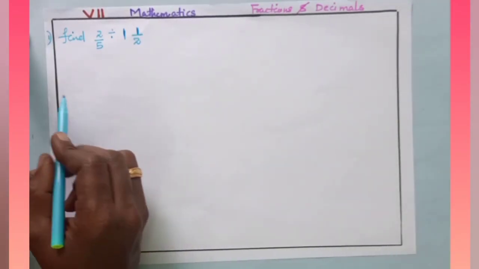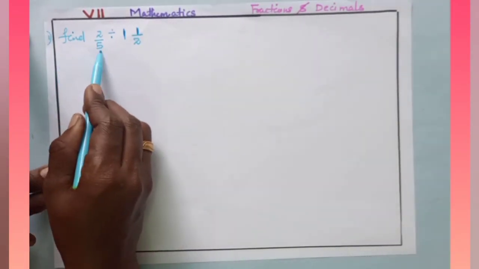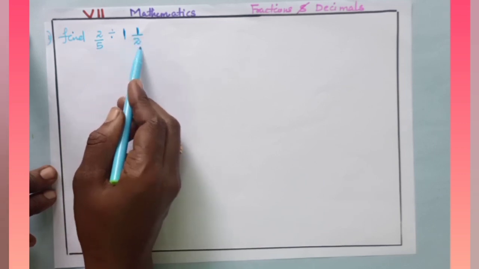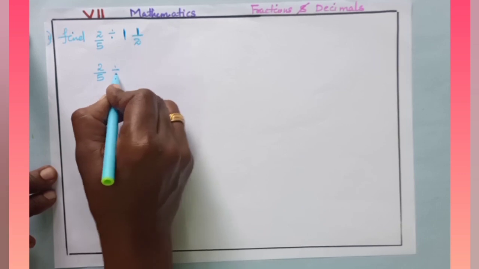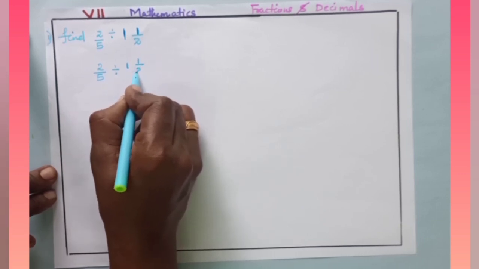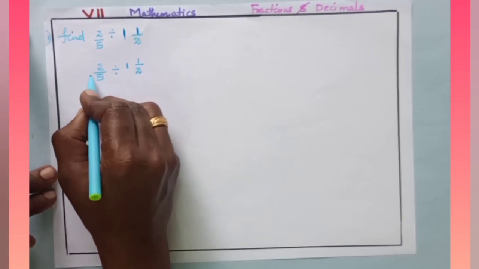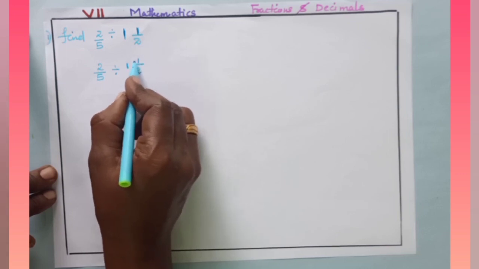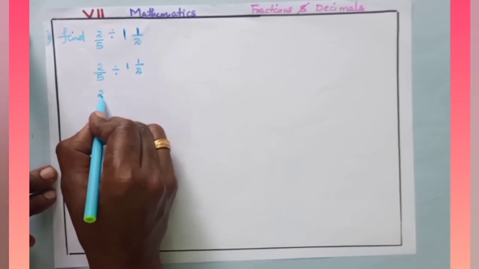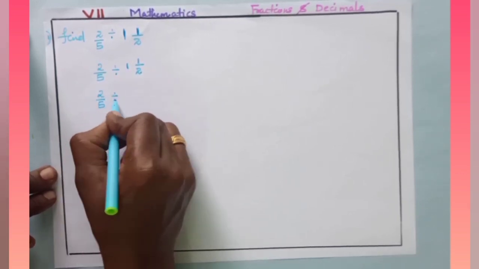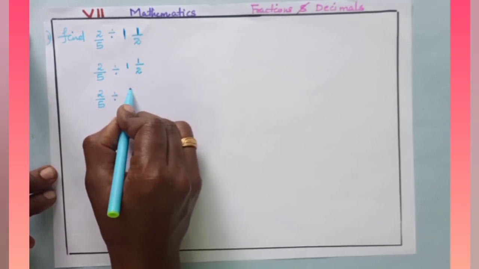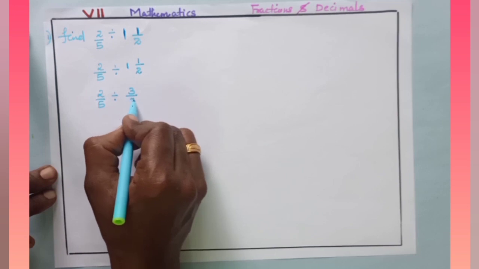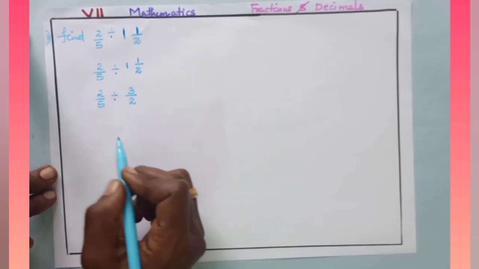Same model, another question. Find 2 by 5 divided by 1 and 1 by 2. Here we have one fraction and a mixed fraction. So first convert the mixed fraction into an improper fraction. 1 into 2, 2, plus 1, 3, by the same denominator 2, 3 by 2.